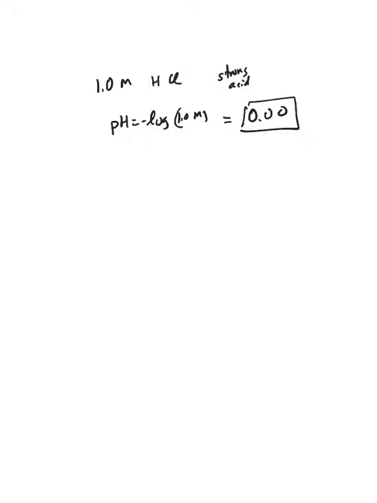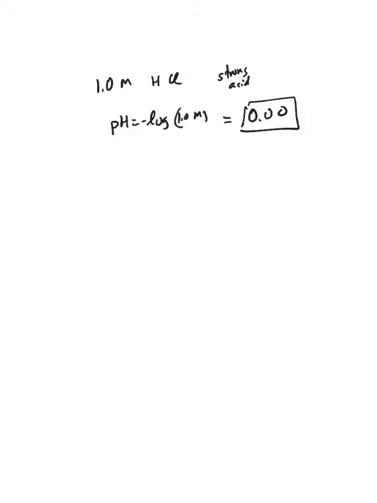Let's do this solution. 1.0 molar hydrochloric acid. Weak or strong? It's a strong acid. So pH is equal to minus the log of the concentration. And so the log of 1 we just said was 0. So the pH of this solution is simply 0.00. Two decimal places refer to the 2 significant figures I have in my starting solution concentration. So don't let this fret you.